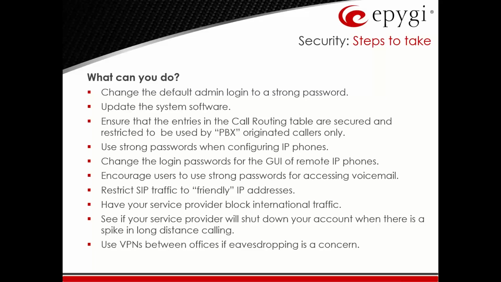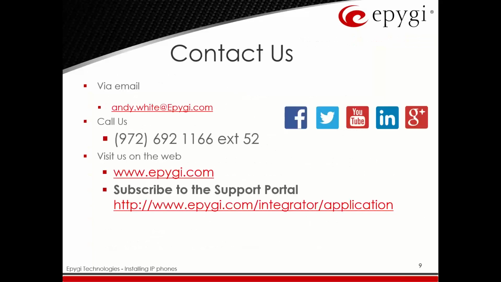All right, use VPNs between offices if eavesdropping is a concern. Eavesdropping isn't a high security risk, I don't think. Somebody would have to be on the network, and especially out on the internet, they'd have to have access to your access point to be able to do that, and that would not be very easy. But you can run VPN between your offices, so it's a little bit more secure.